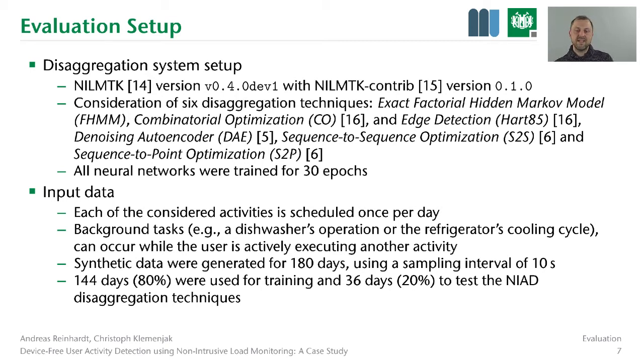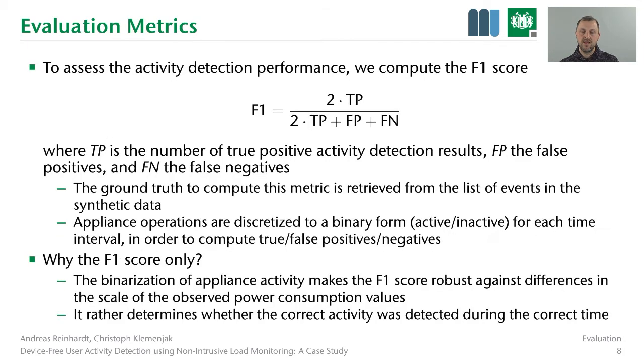We did create data for 180 days with one sample every 10 seconds and used 80% of that data for training the NILM algorithms and neural networks, and the remaining data to test how well the disaggregation worked. For the assessment, we used the F1 score.